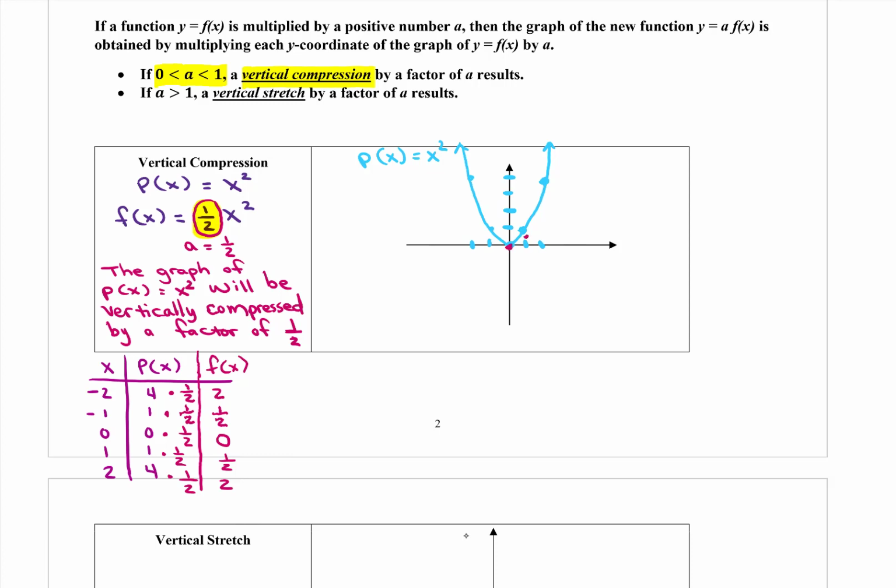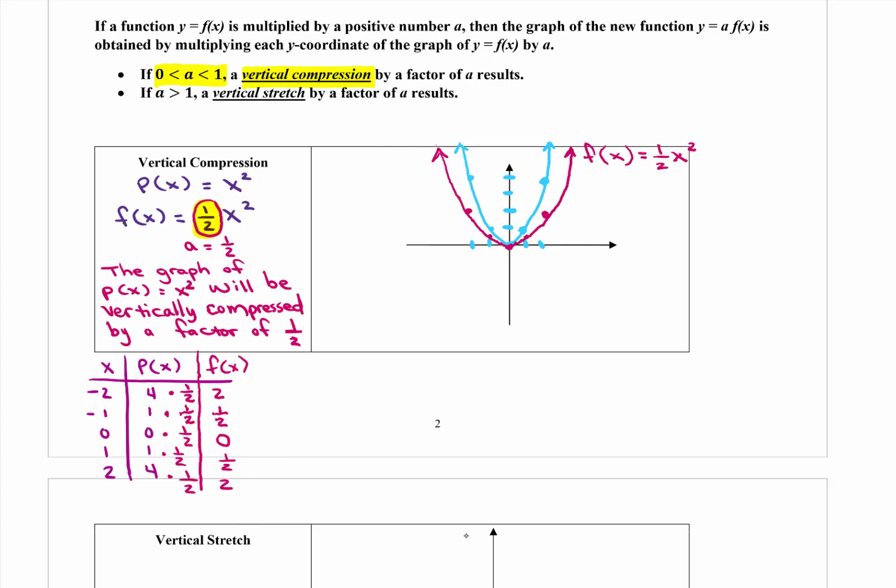Now that we've got our new y values, let's graph these. Let's plot those points. So I've got one here at 0, 0. One at 1, 1/2, and then one at 2, 2, negative 1, 1/2, and then negative 2, 2. So this parabola looks like it's a little bit wider than the parent function, right? It looks like it got squashed a little bit down, right? That means it was vertically compressed.